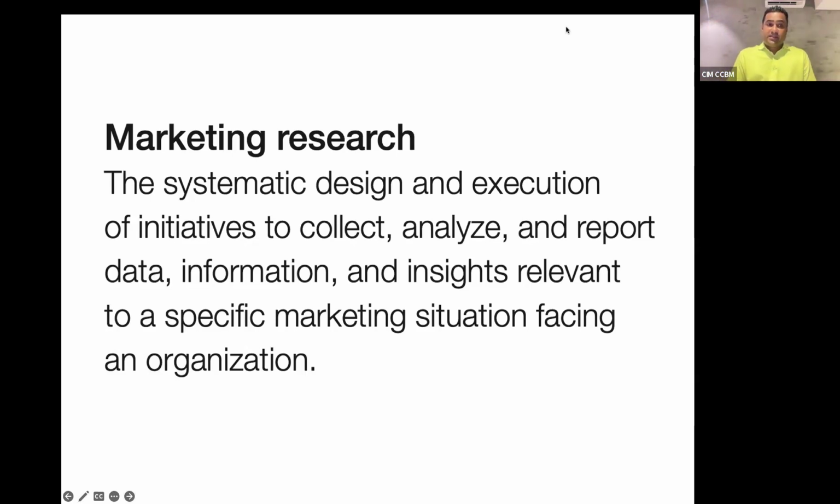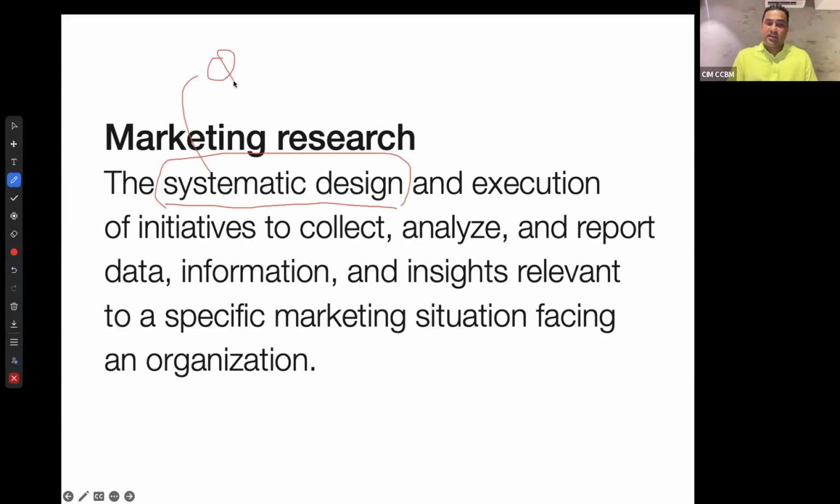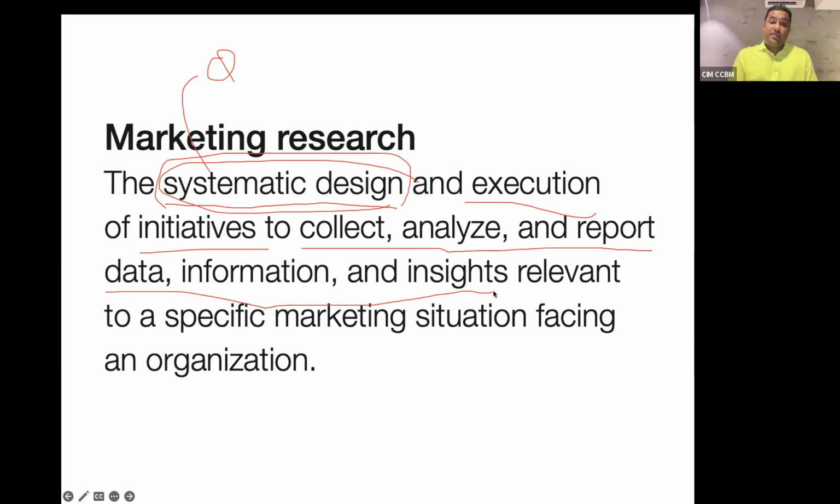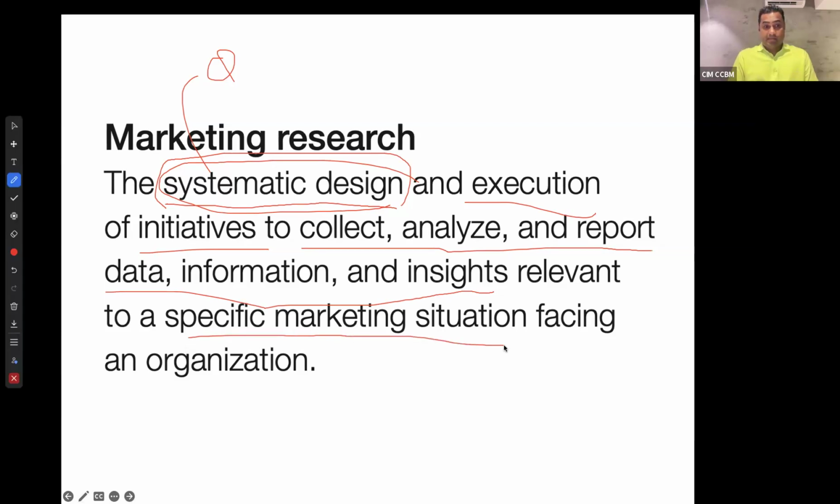So what is marketing research? What is marketing research? By definition, marketing research is to systematically design, right? So you would design what we call a questionnaire where you gather data, right? You systematically design and execute certain initiatives to collect, analyze, and report data, information, and insights to the management for specific decision making, right?